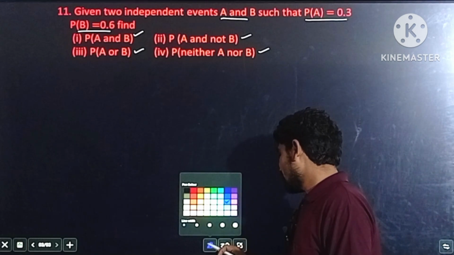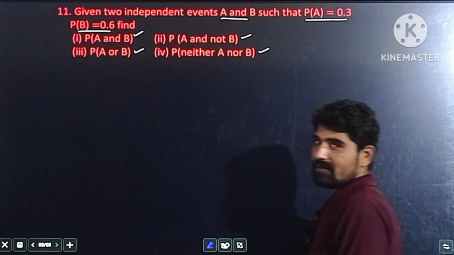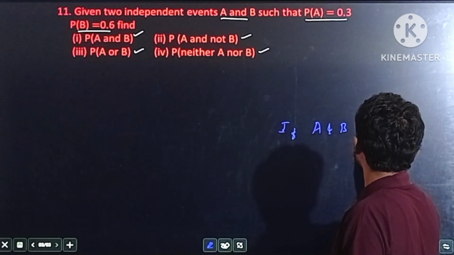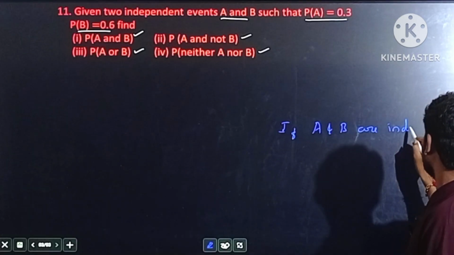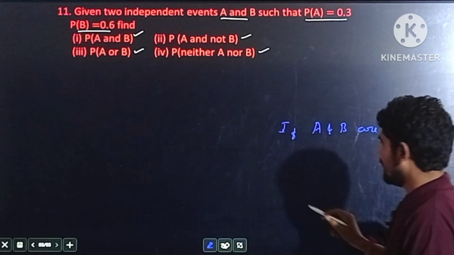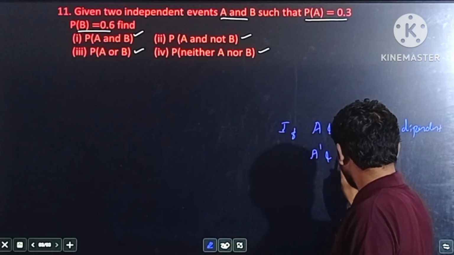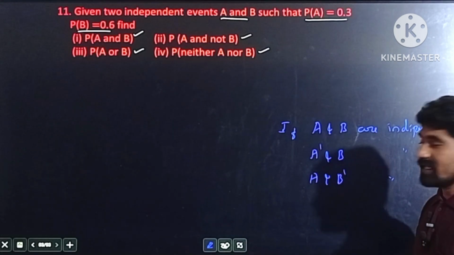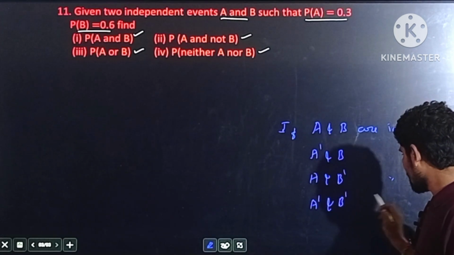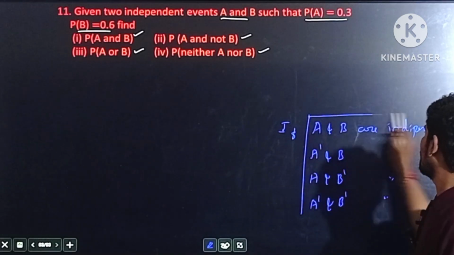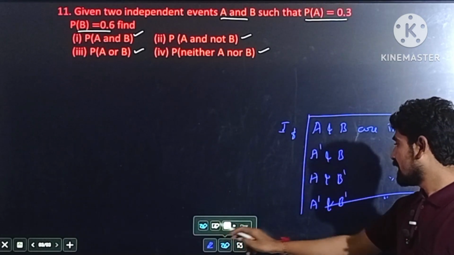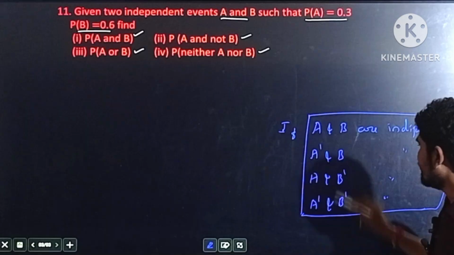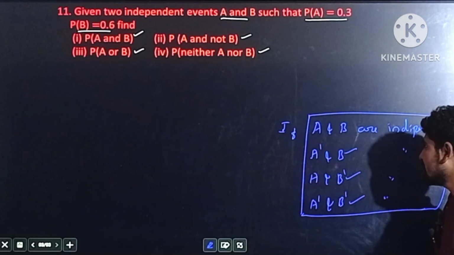See here, first thing in this question, he has given that A and B are independent events. If A and B are independent events, then definitely A' and B are also independent, A and B' are also independent, and A' and B' are also independent. So you should know all these four things to solve this question. So if A and B are independent events, then definitely A' and B, A and B', and A' and B' are also independent events.